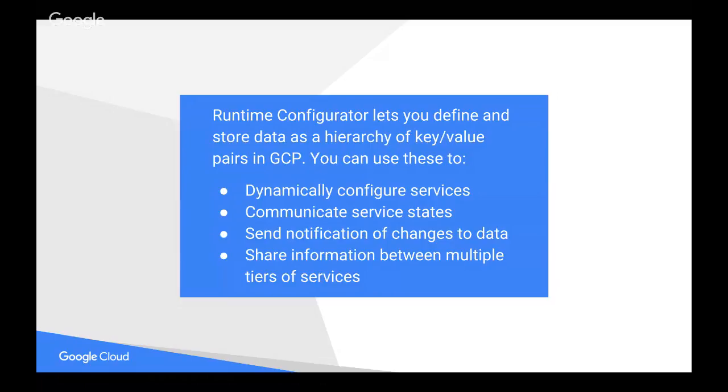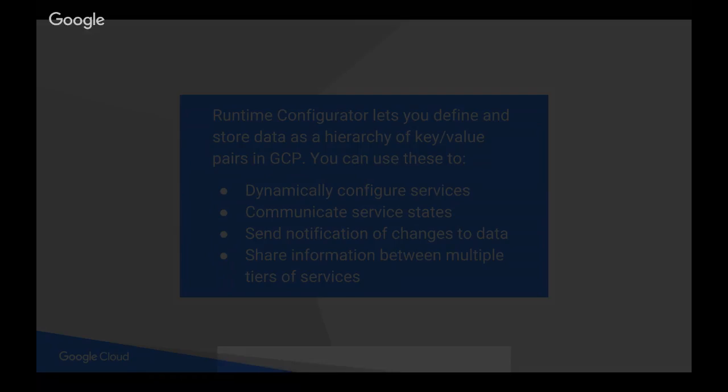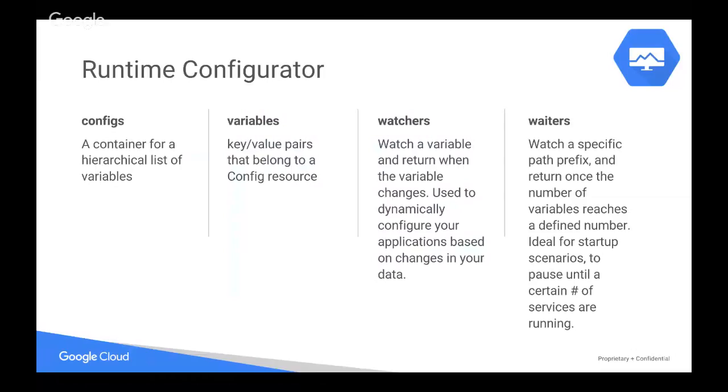And just to put some more concrete concepts around that, essentially you have a config, which is basically a container for a hierarchical list of variables, and that looks very much like a file system path would look like. Then you create these key value pairs in this hierarchy. And then you can do really cool things, like you can create watchers, and they will watch a specific variable and then return when it changes. So you could use that to dynamically signal things throughout your application.